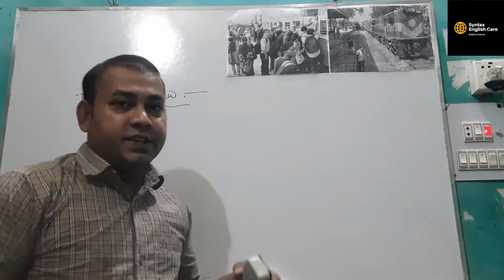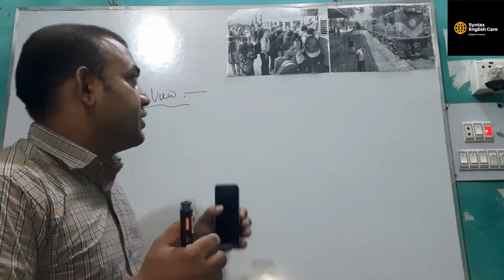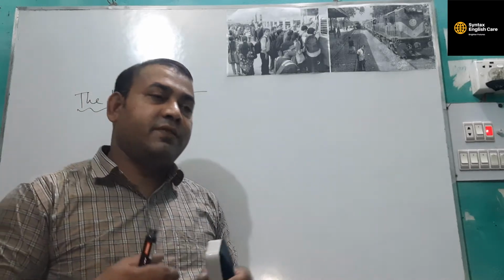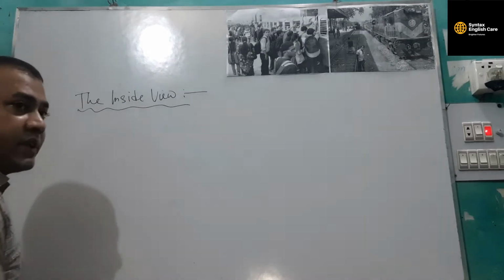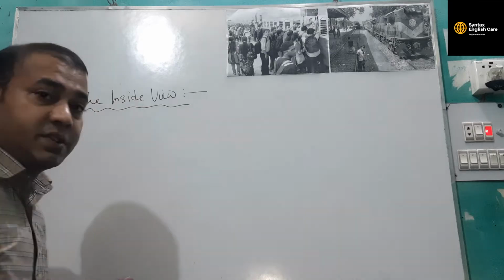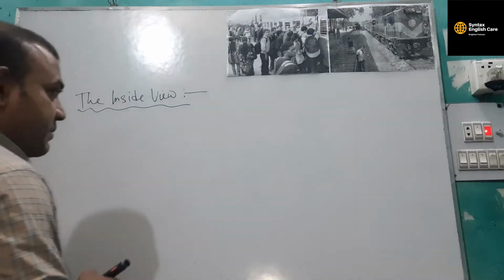Okay, so inside view. What is the inside view? Actually, the inside view is just your own thinking, your own creativity. It's what you know, what you have experienced about these photographs, and you can say something from yourself. Like you can mention the train journey, the advantages or disadvantages of train journey, or your experience. Something like that. So I'm trying to write something.